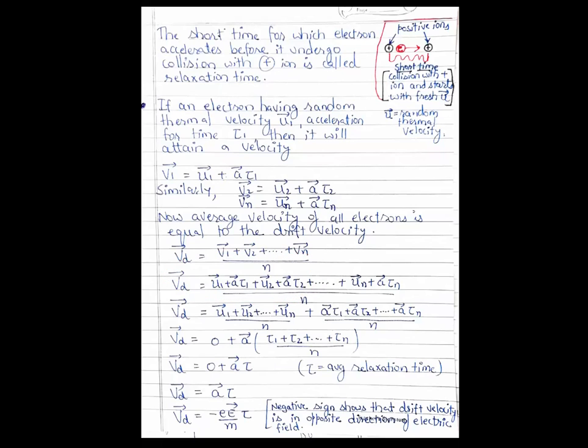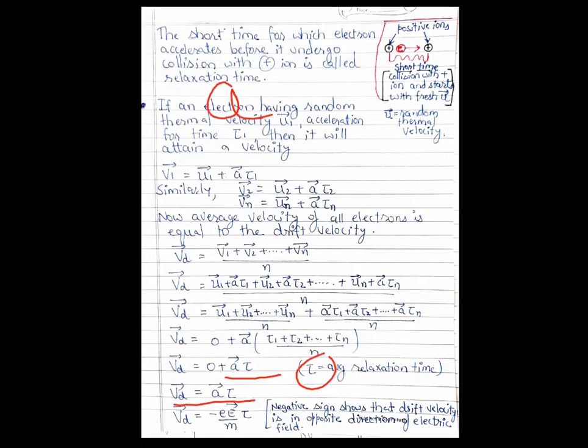If this is 0, we will substitute instead of this 0. Now what we are left with? We are left with this term now. From this we are taking a common, and inside we will get tau 1 plus tau 2 plus dot dot dot dot tau n upon n. Right? Tau is what? Relaxation time. और ये उसका एवरेज का फॉर्मूला हो गया ना. देखो एवरेज में क्या करते हैं? टोटल, that is addition of all upon number of them. So this is your average relaxation time which you are denoting by tau. So a tau. So Vd equals to a tau.